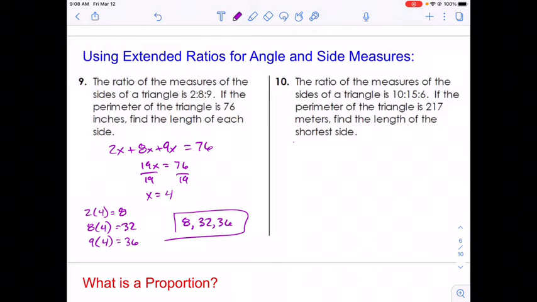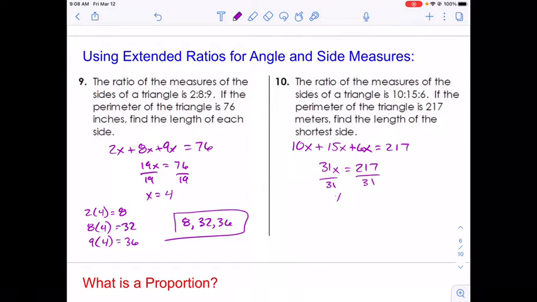So we're going to have the same setup, 10x plus 15x plus 6x equals, excuse me, not 180, 217. Add up our x's, that gives us 25 plus 6 is 31x equals 217. Divide by 31. X is equal to 7.